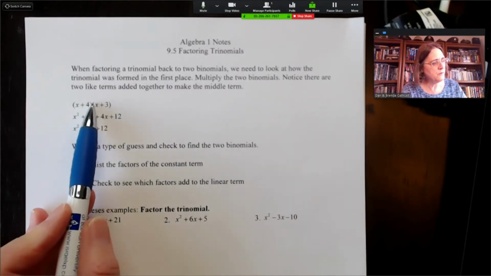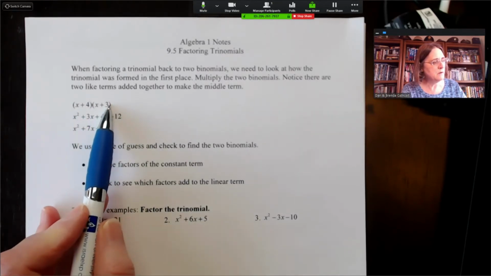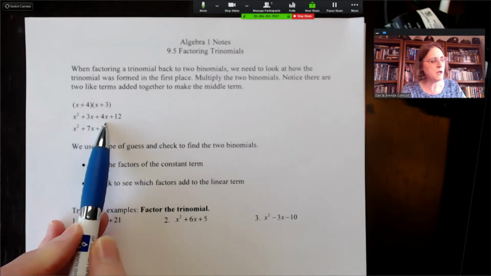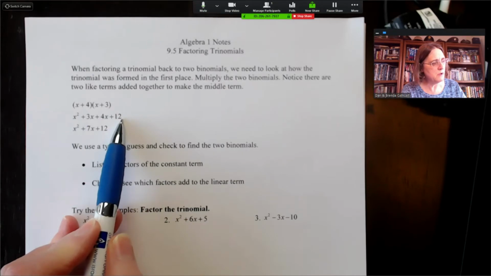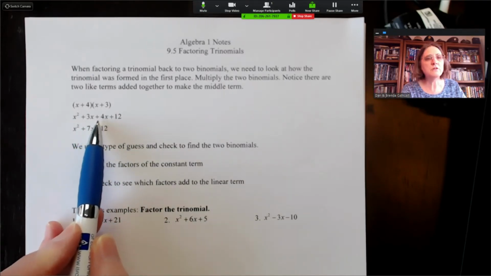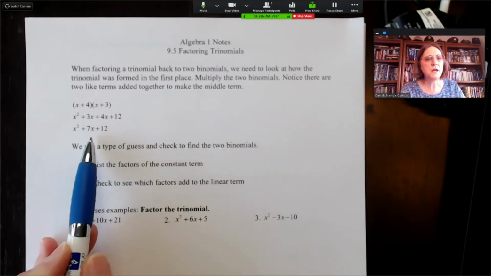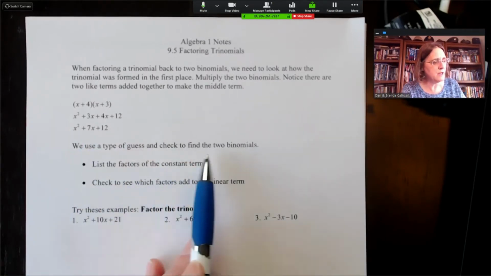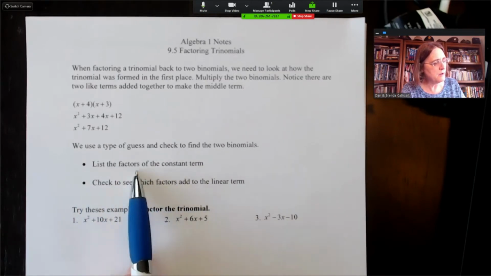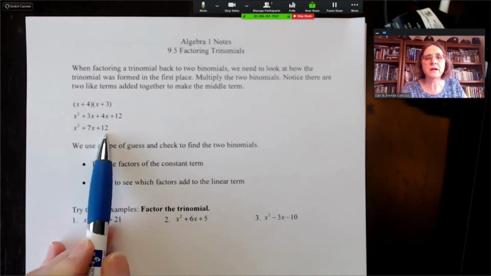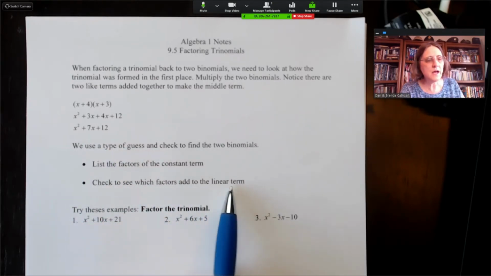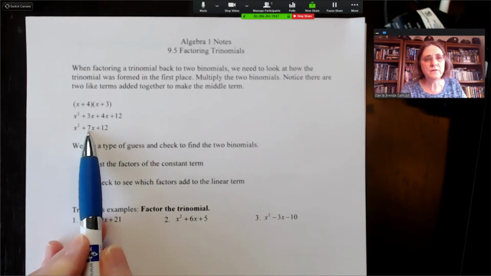And when we do that, we have first, which is x squared, outer, x times 3 is 3x, inner, 4 times x is 4x, and last, 4 times 3 is 12. Notice that there are two like terms that are added together to make this middle term of 7x. So to reverse this process, we're going to use a type of guess and check. We're going to look at factors of the constant term. That's our last term, the factors of 12. And then we're going to see which factors add up to the linear term of 7x.